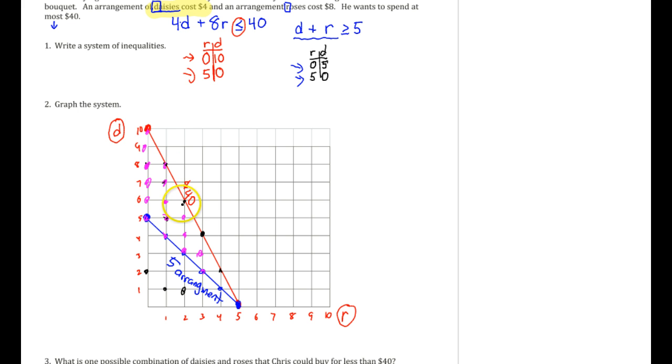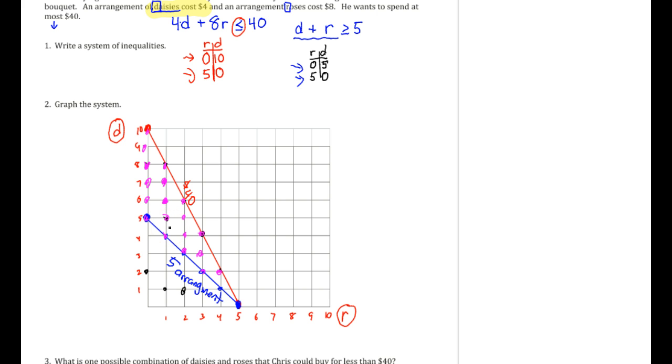Now you notice I'm putting dots and I'm not shading. Usually with inequalities you shade, but we saw this when we were doing the in and out problems and all the other ones, that when you're buying items, you can't buy a fraction of a bouquet. You can't buy 3/10 of a rose. You can't buy 0.7 of a daisy. So we can only buy these nice whole numbers, 1, 2, 3, 4, 5, 6, but nothing in between. So I'm putting dots instead of shading it.